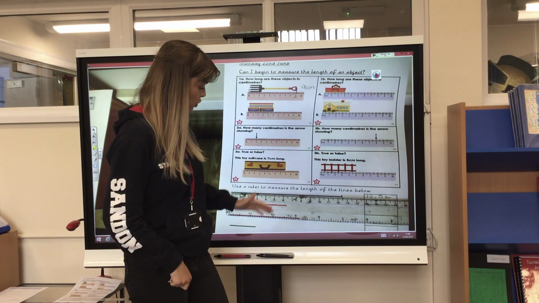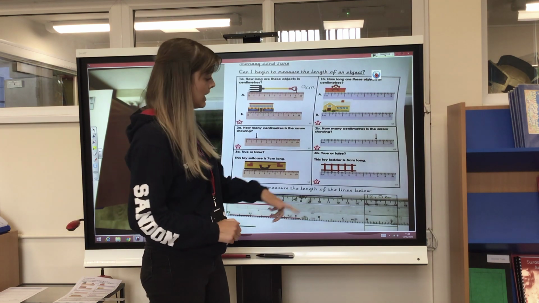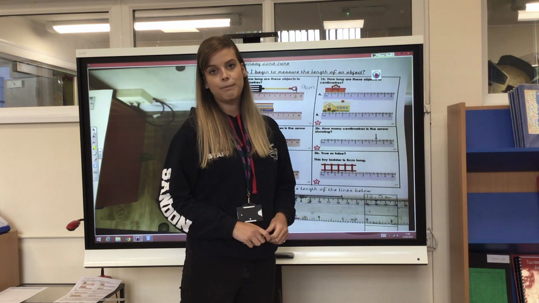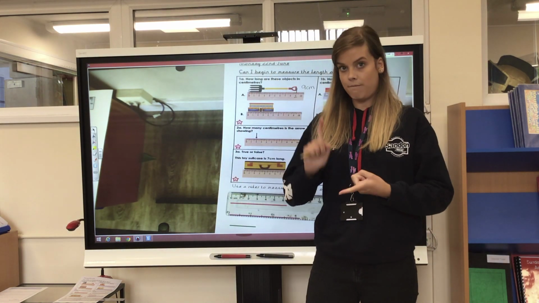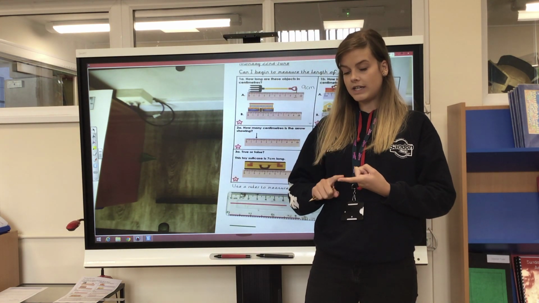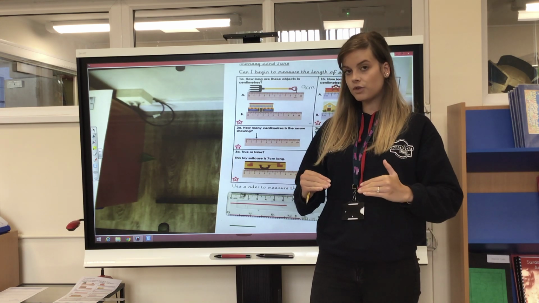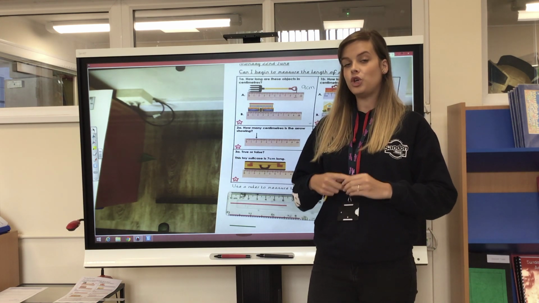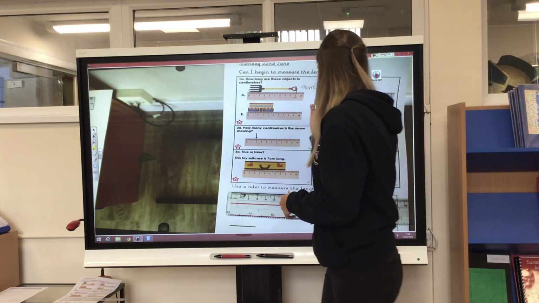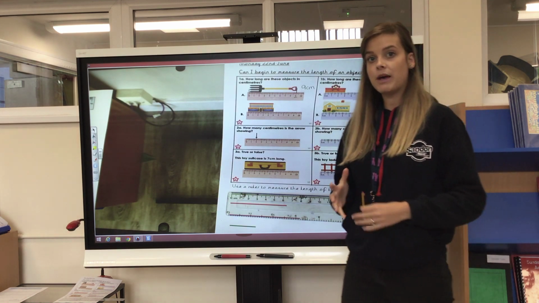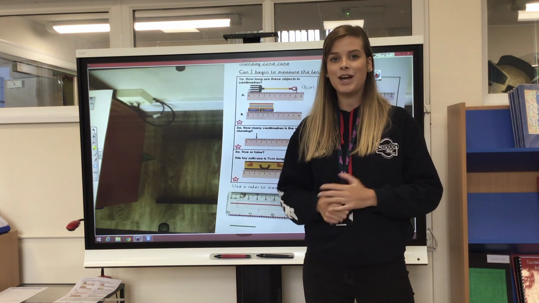Have a go at just measuring the rest of those lines there and putting your answer into the box. Please use that ruler and make sure you're using our ruler rules. You're starting at 0, not the start of the ruler, and you're using those bigger numbers first, which represent those centimetres. Okay, so I hope you have fun with this, but again, please take your time and I will see you tomorrow.